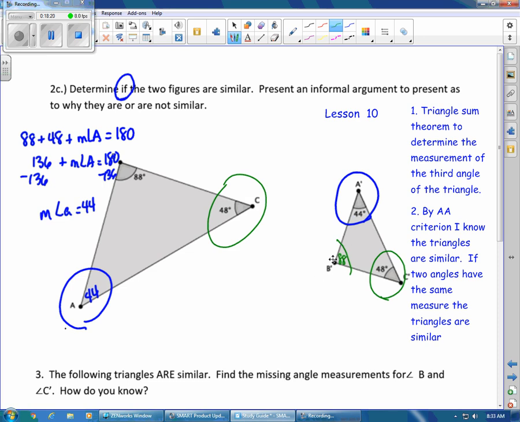I don't have to put that in here. It's not even asking for that. It's just asking me if they're similar or not. And the only way I can tell that is by figuring out that unknown angle.